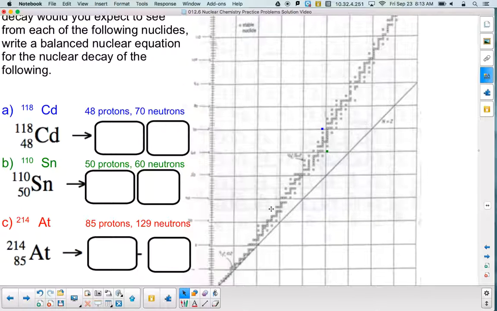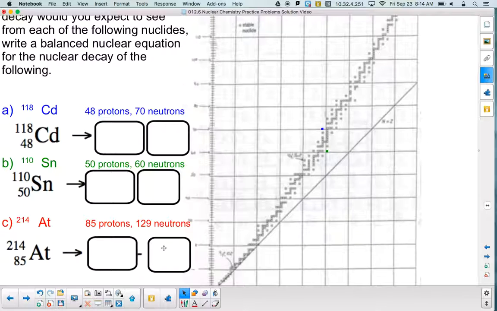Because our chart of stable nuclides is plotted with neutrons on the y-axis and protons on the x-axis, I have to know how many protons and neutrons these things have before I can look at where they're located on the chart of stable nuclides. Remember, we do not plot the mass number on this chart. We plot the number of neutrons.